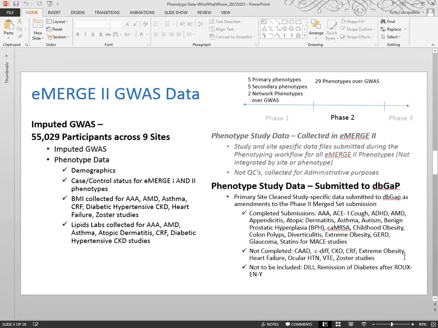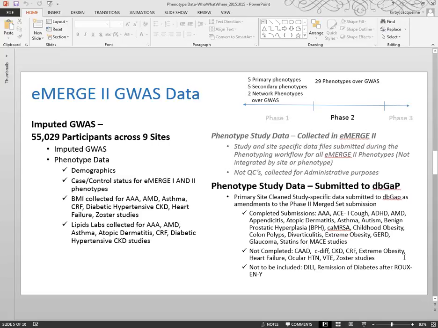And then we moved into Phase 2. This included 29 more phenotypes. Towards the end of Phase 2, we started discussing again the dbGaP submission across this merged set. When the data was collected and put into a single imputed set, that ended up being 55,029 participants, now across the 9 sites. This discussion was brought to the phenotype work group, and it was decided that the main merged dbGaP submission for the set would include demographics and case control status for eMERGE 1 and 2 phenotypes, which included an update of some of the case and control statuses of the eMERGE 1 phenotypes run across eMERGE 2 data.